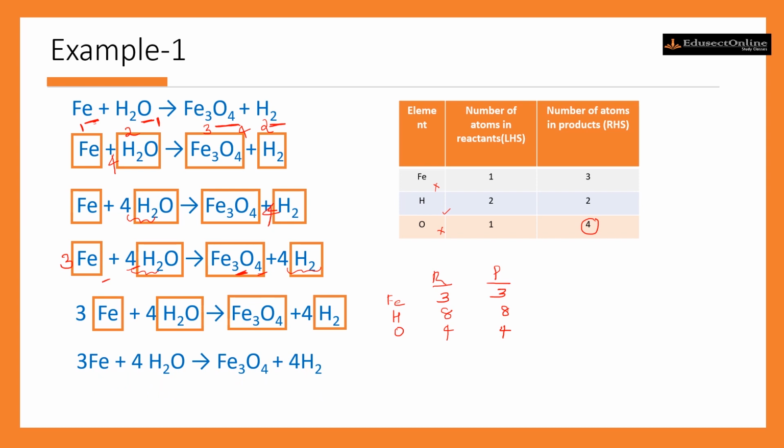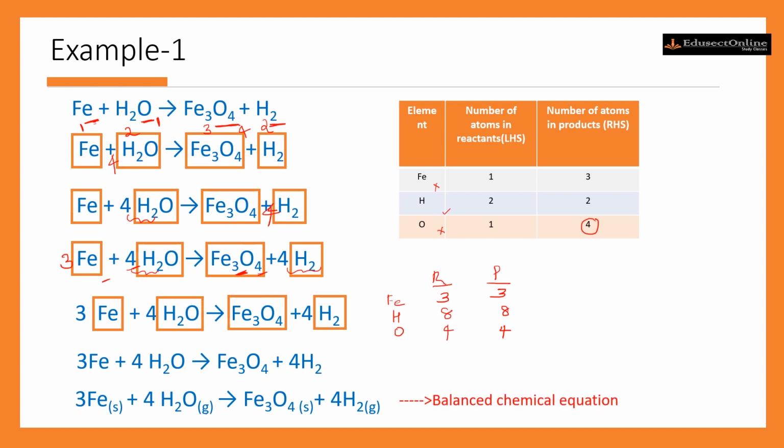But a complete balanced chemical equation should represent the physical state of each substance. That means our equation should be like this: 3Fe solid, plus 4H2O gas, forming Fe3O4 solid plus 4H2 gas. Here H2O is a gas because it was in the form of steam. This is our balanced chemical equation. I hope you're clear with this.